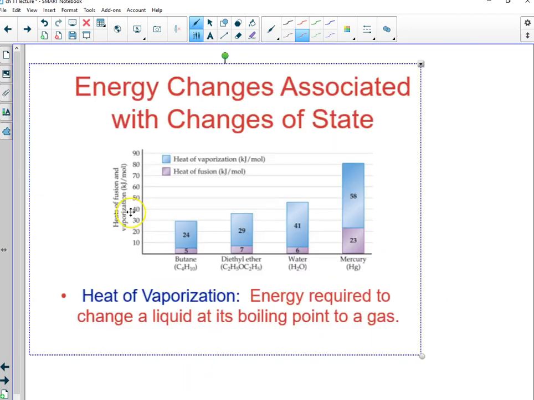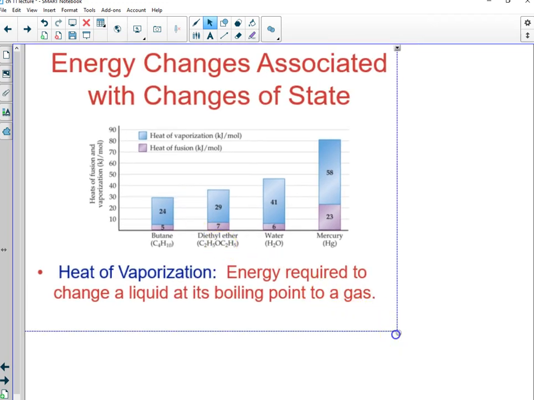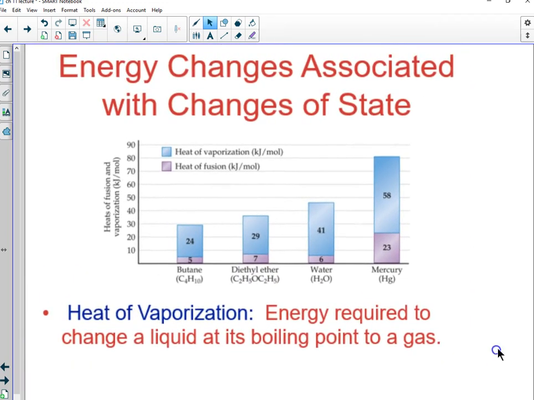All right. So heat of vaporization. I guess I should have done this slide first, but we already pretty much said it. Energy required to change a liquid at its boiling point to a gas.